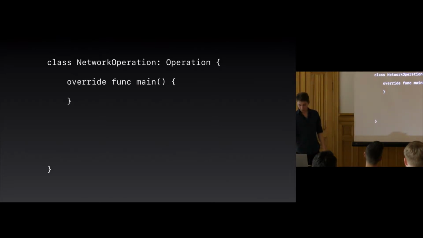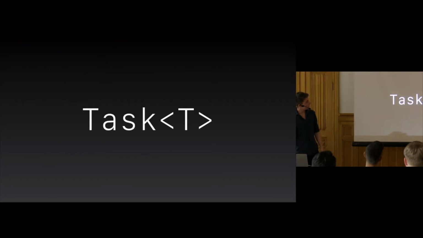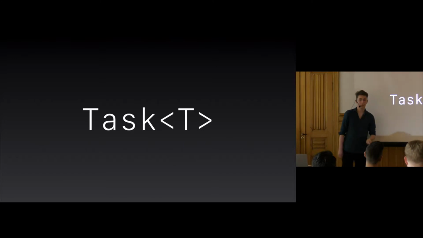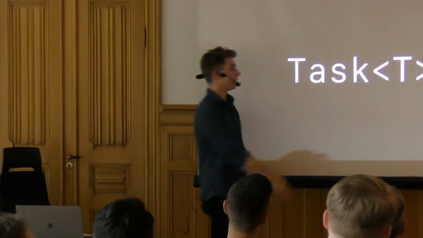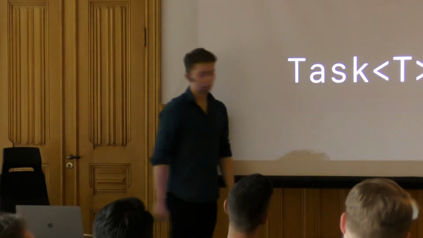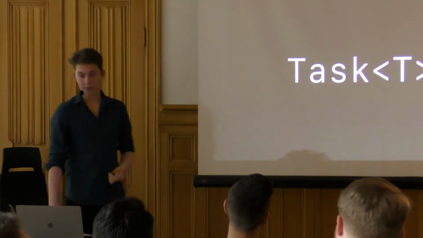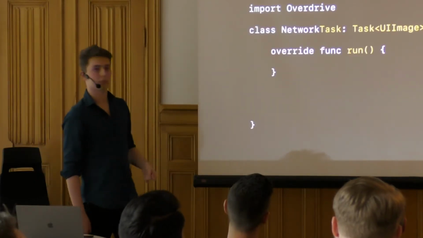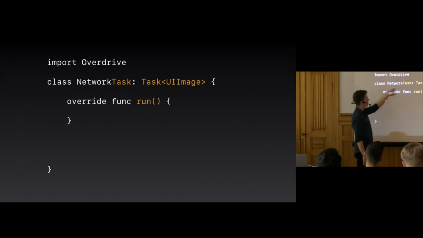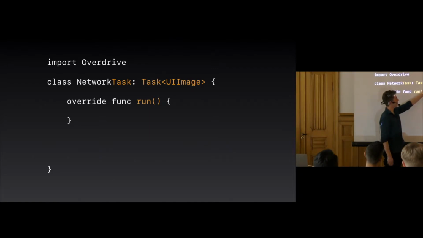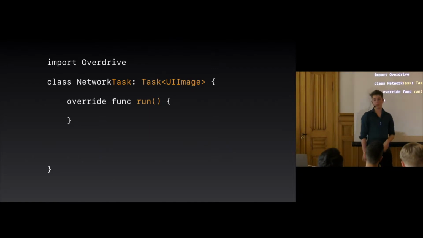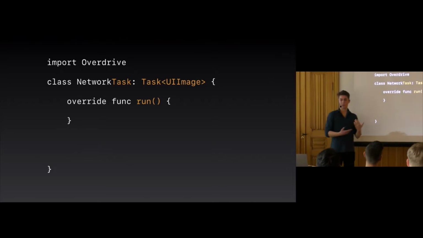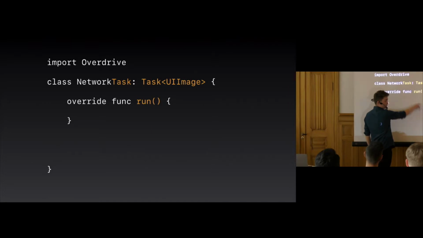So with Overdrive, you would have a new class named Task<T>, which is essentially a high-level wrapper over Operation, and it's a generic class which lets you define the result of this task. In this case, we would have a network task, and we are saying that this is a task which will return a UIImage, so you get all these nice Swift features there. And instead of overriding function main, you override function run.